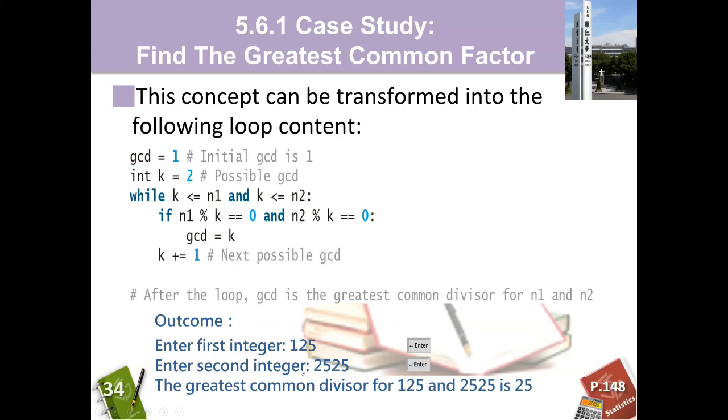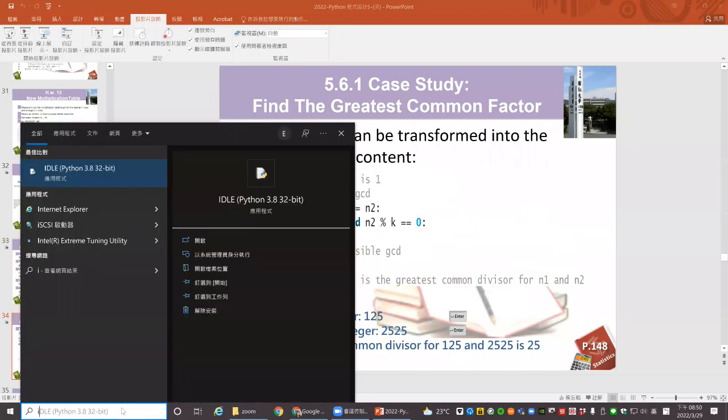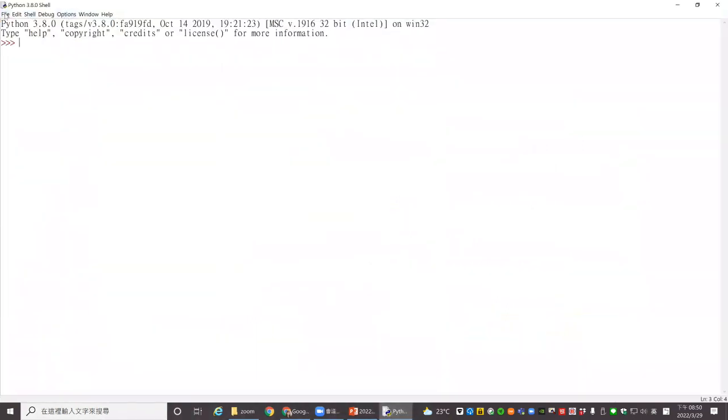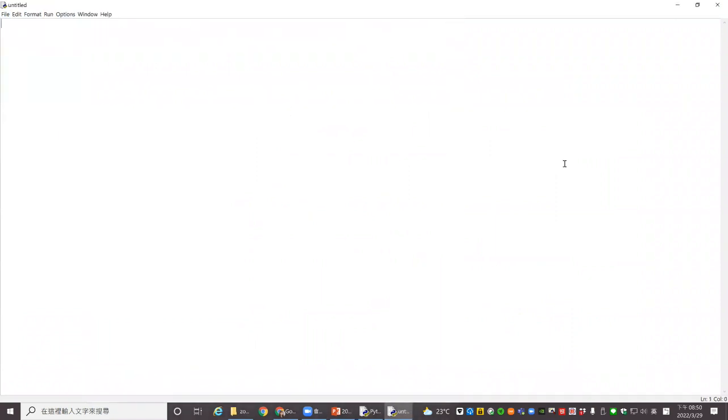So here are some numbers, then we can check whether it is the greatest common divisor or common factor. The first integer is 125, and the other is 2,525. Then the greatest common divisor for both numbers is 25. So we will try to do that by a loop. It should be a while loop, because we don't know which one will be the limit first when the user inputs, right? So just like what we said, we will name the variable GCD.